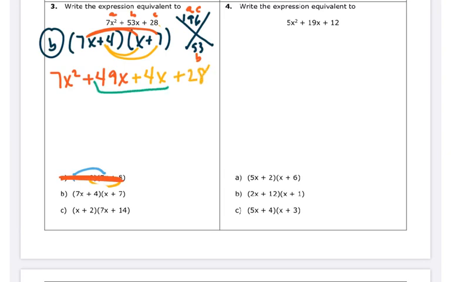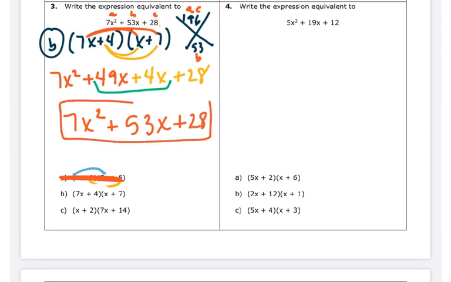We have like terms in the middle. So my final answer is 7x squared plus 53x plus 28. This here matches this guy here, which means that B has to be the answer. If you double distributed option C, it would not work. You would not get a 53 here in the middle.